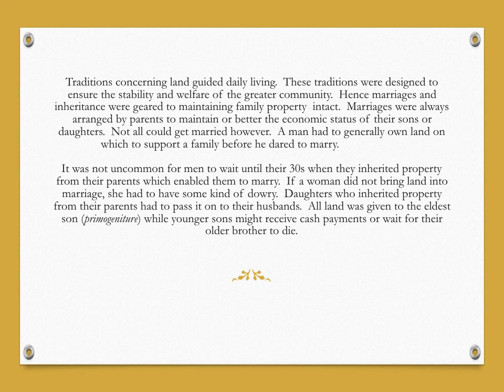Daughters who inherited property from their parents had to pass it on to their husbands. All land was given to the eldest son, it's called primogeniture, while younger sons might receive cash payments or wait for their older brother to die.